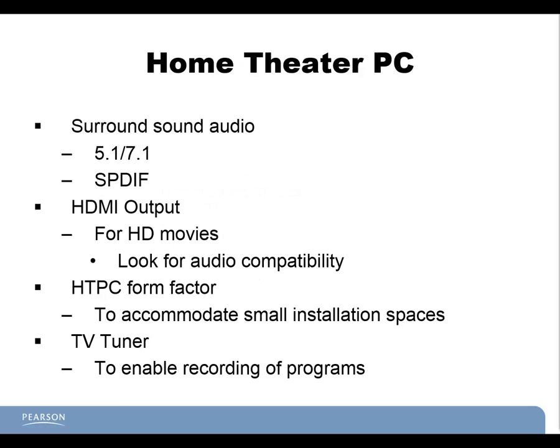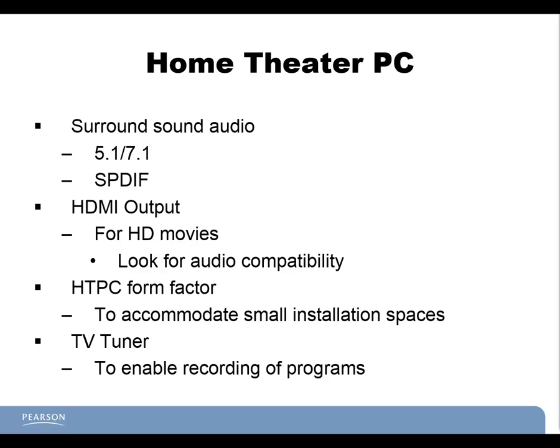For a home theater PC, something that you would probably have is surround sound audio, either a 5.1 or a 7.1 audio, 5 being 5 speakers, 7 being 7 speakers. Based on the inputs that are on your home theater equipment, you might want a sound card that has digital audio out with SPDIF. If you're going to use the PC as the only multimedia device, you're probably going to want one that has good audio and has HDMI out. That way it can go directly into your television.